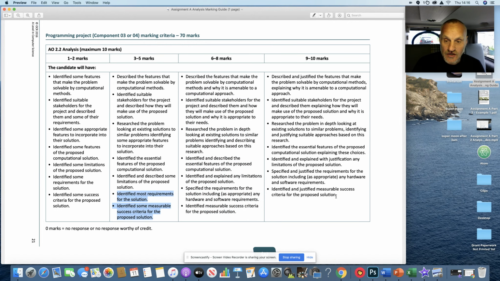But just look at these keywords here, like identify measurable success criteria will get you into quite a high band, but the word justify here is the thing that will tip you over. So look for those keywords, look for where it says in the assignment headings these words, and make sure you do them to the best of your ability.